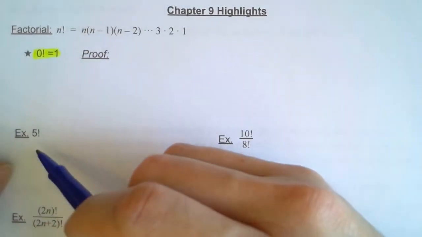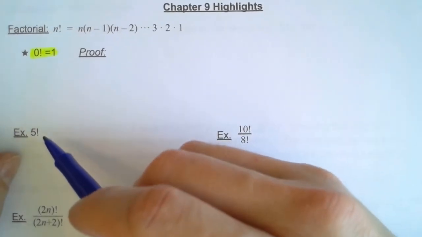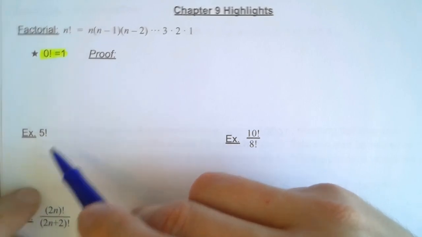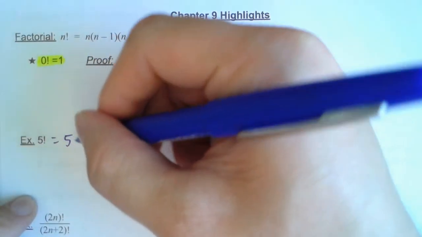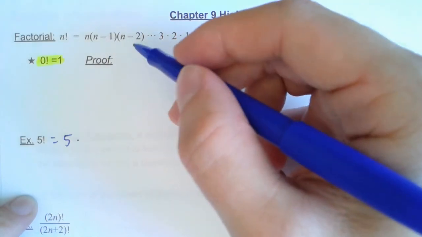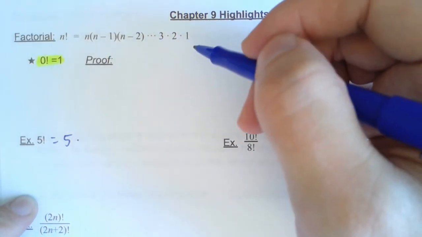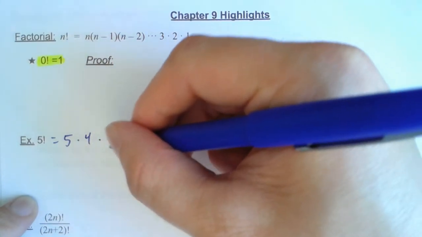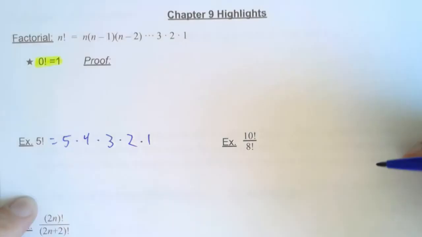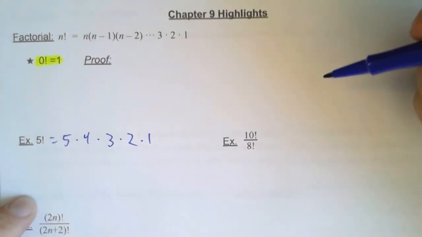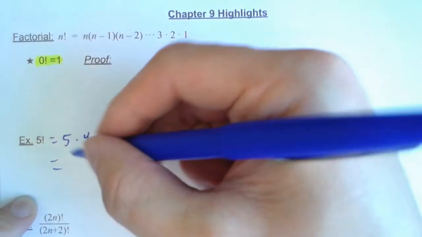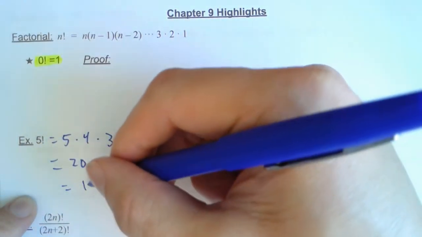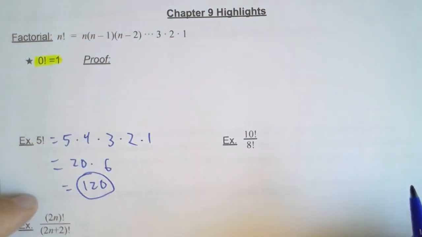So if we look at this first example here, this isn't just being really excited about the number 5. This is 5 factorial. And all that means is you start with the number 5, and then you multiply by the next smallest number, the next smallest number, until you get down to 1. So the next smallest number after 5 is 4, and then times 3 times 2 times 1. And then you just multiply all those numbers together. So this one you could say that's 20 times 6. So 5 factorial equals 120.